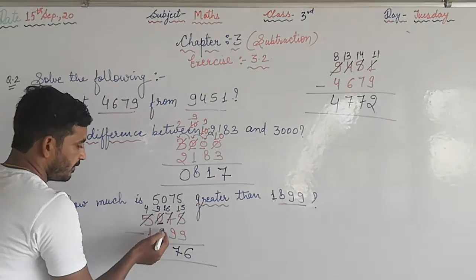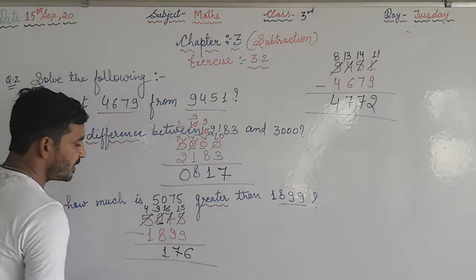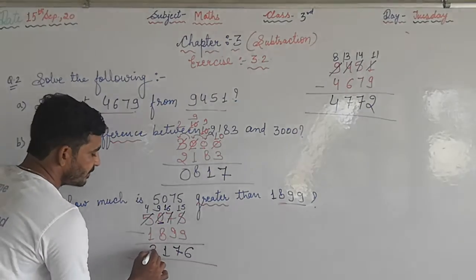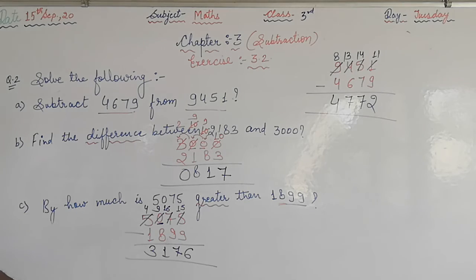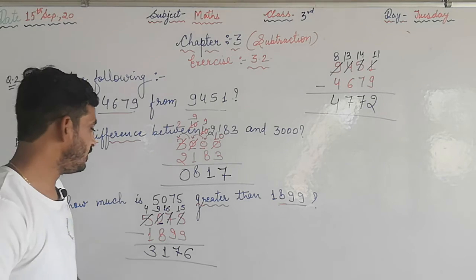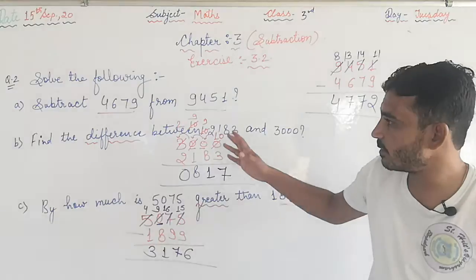Okay, and 8 from 9, you have to subtract 8 from 9. What's your result? 1. Here it becomes 3. When you subtract 1 from 4, what's your result? That is 3173. So in this way we solve the second question.